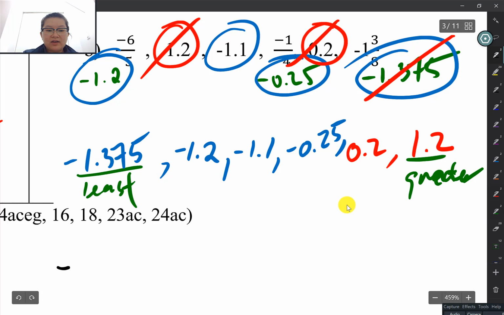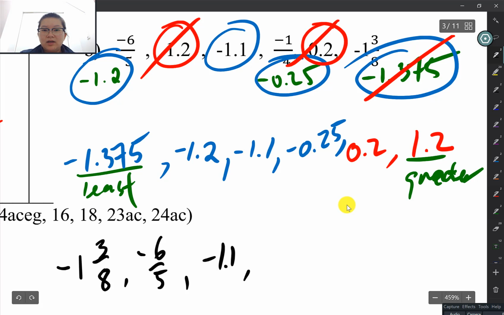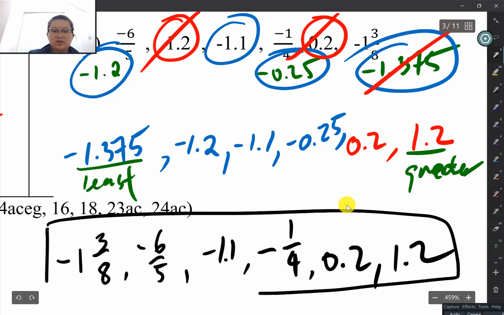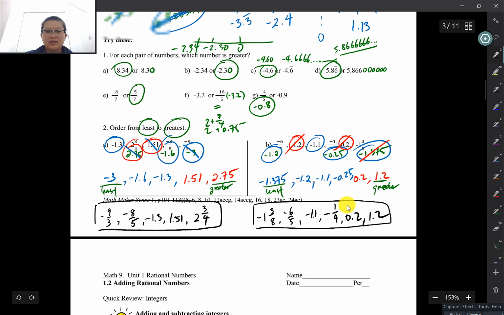So this is negative 1 3/8. Next up is negative 1.2, which is negative 6 over 5. Negative 1.1 is exactly as given in the question. Negative 1 over 4 is what's given in the question. Same as 0.2, and last but not least 1.2. Okay, so this is the final order that we hopefully should have. Otherwise, that's it. We finish.